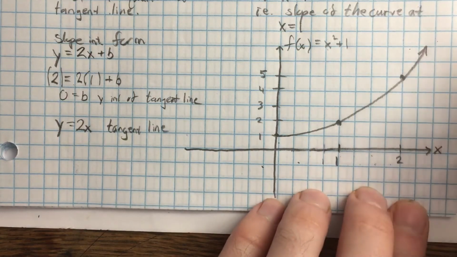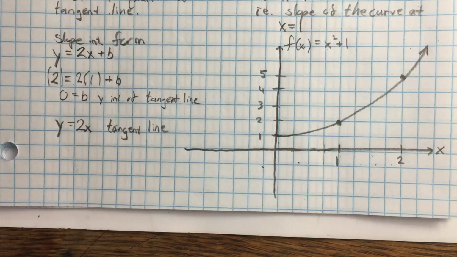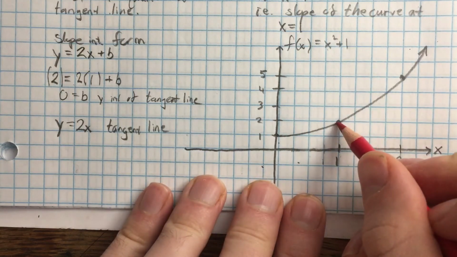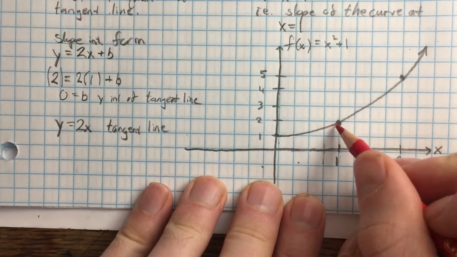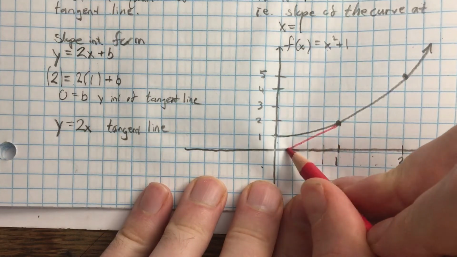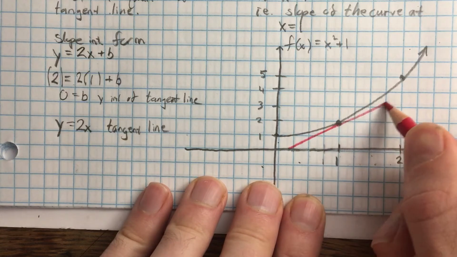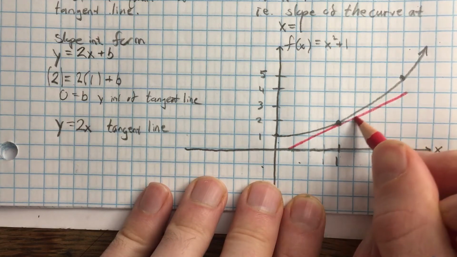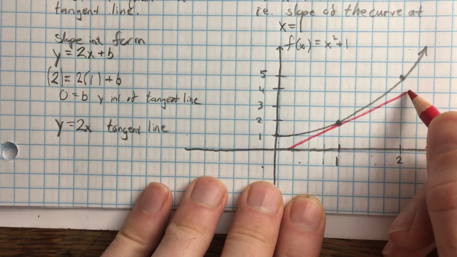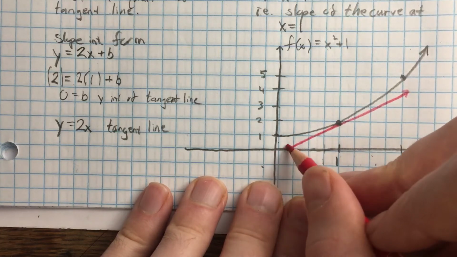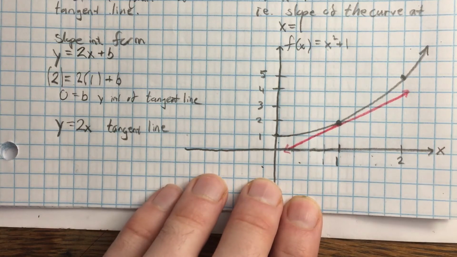Okay. There we go. Let's draw the tangent line in here. Okay. Good enough. Not as nice as I would like. Good enough. So there's the tangent line.